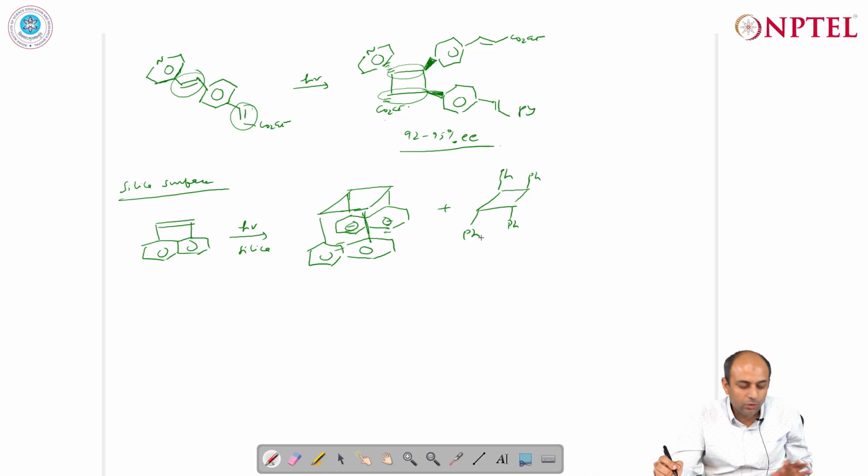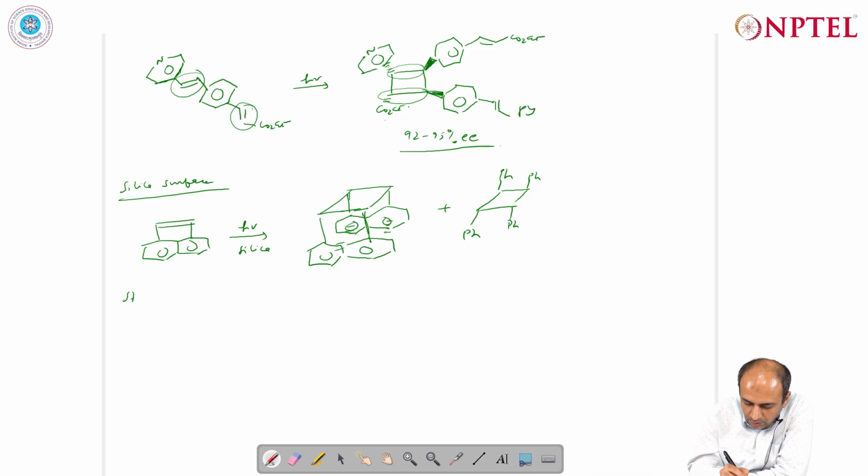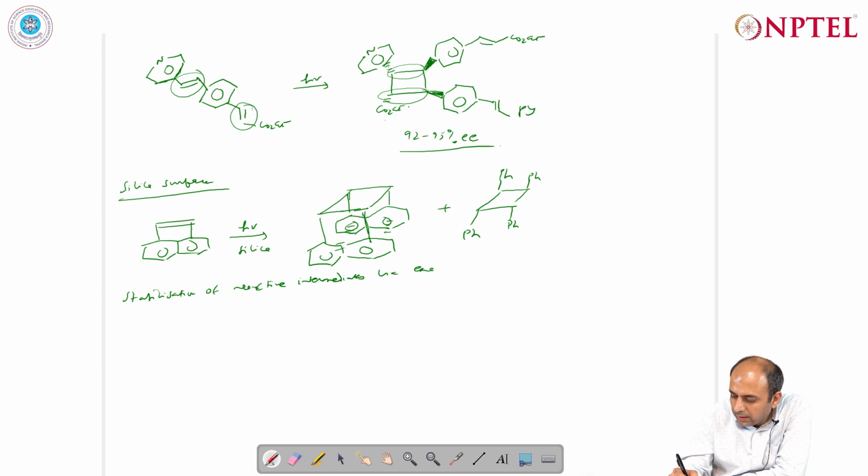So supramolecular photochemistry has also been used to achieve the stabilization of reactive intermediates via encapsulation in large molecules.